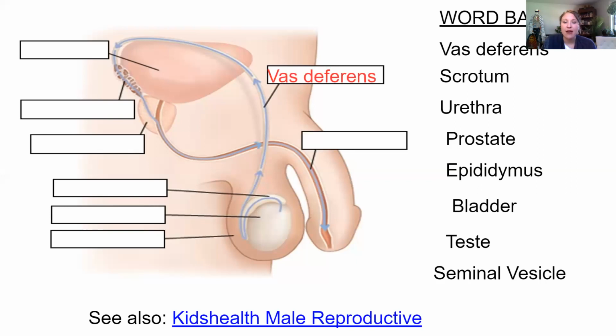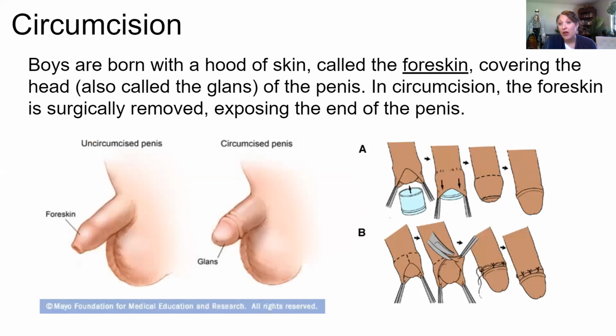First one, if you look down at the tubes that are connecting the testes to the urethra, they are called vas deferens. The outside covering of the testes is the scrotum. The passageway for both urine and seminal fluid is the urethra. The gland at the base of the bladder is the prostate. The epididymis is right next to the testes and collects and matures the sperm. The bladder will hold and collect urine. The seminal vesicle will help with 60% of the seminal fluid. And then the testes is the spot where the sperm will actually be made.